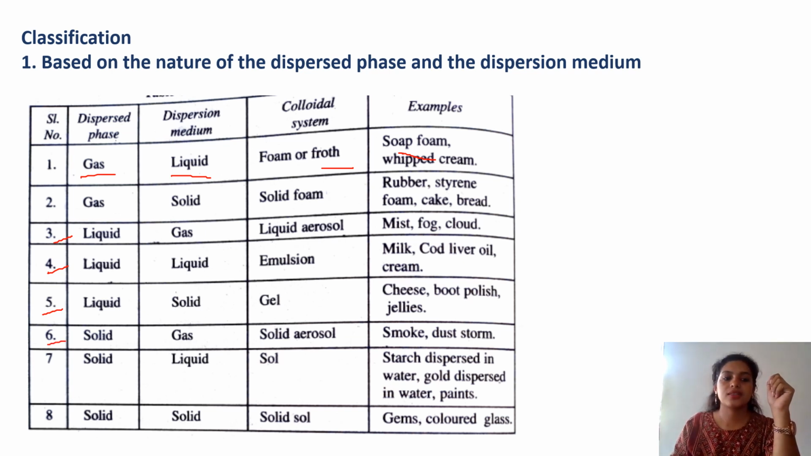And the sixth one is solid dissolved in gas. That's called solid aerosol. The example is smoke, dust, etc. And the seventh one is solid in liquid, that's called a sol. Starch dispersed in water, also gold particles in water, and paint is another good example of a sol, solid dispersed in a liquid. And the eighth one is solid in solid, that's called a solid sol. The best example is gemstones or colored glasses, etc.